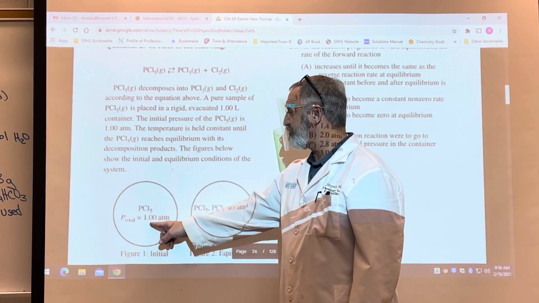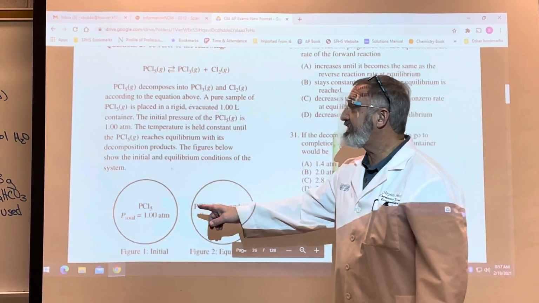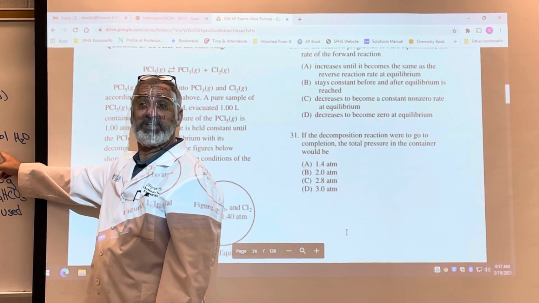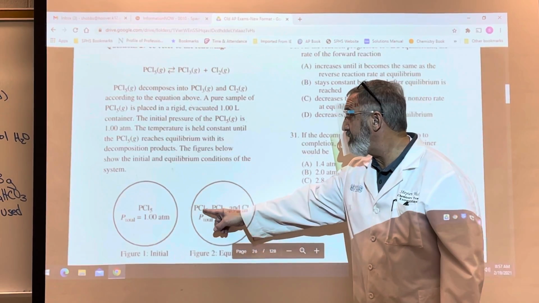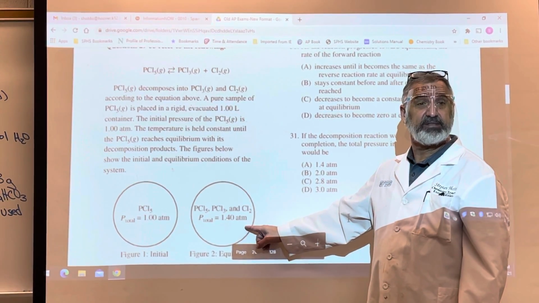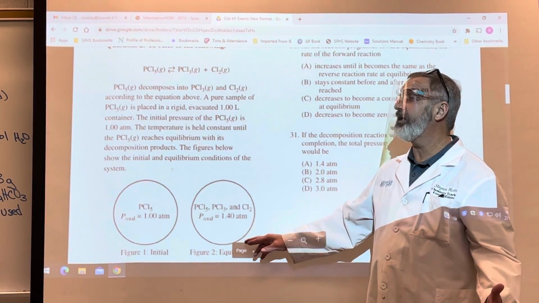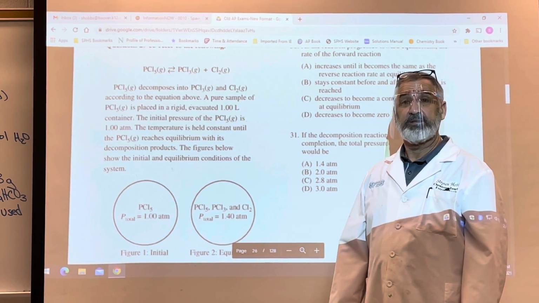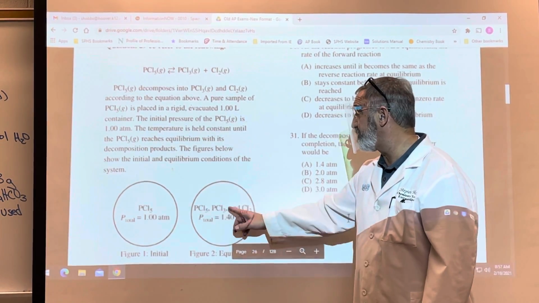So again, I start with 1 atmosphere. Okay, that's kind of like on the previous problem when we had to use the ideal gas law to figure out what the initial pressure was, the 0.8 atmosphere. And now I'm at equilibrium, and here's my total pressure. So what am I going to have to do in order to be able to find my value of Kp and all those things? How can I find the equilibrium pressures of each of these three?